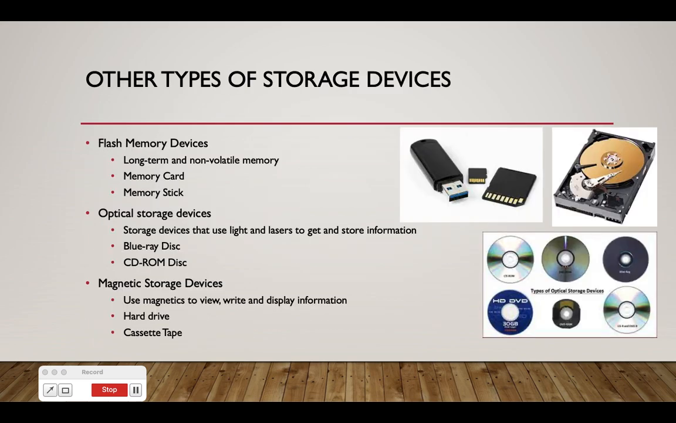Other types of storage devices, we have flash memory devices. So they are long-term and non-volatile. Examples, we have the memory card and the memory stick. We have optical storage devices. They use light and lasers to get and store information. Examples of this, we have the Blu-ray disc and the CD-ROM disc.